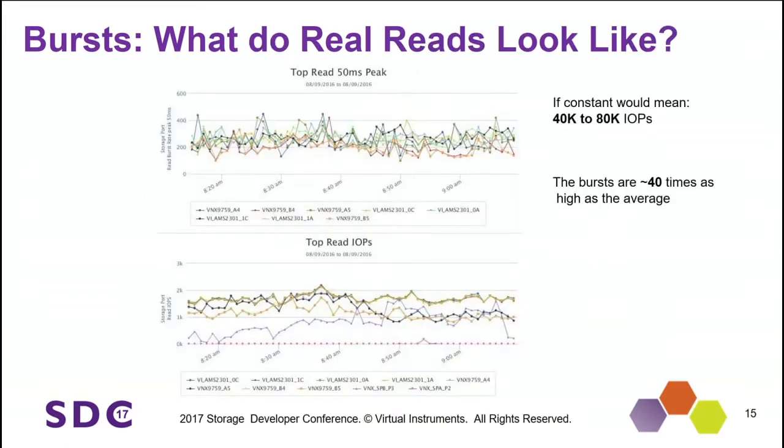So let's look at reads. If this was just a constant number of IOPS, we're getting 40 to 80K IOPS. We would see a much more even response time. What we're seeing here is a range of 200 to 400 over a 50 millisecond barrier. So the bursts were 40 times as high as the average.